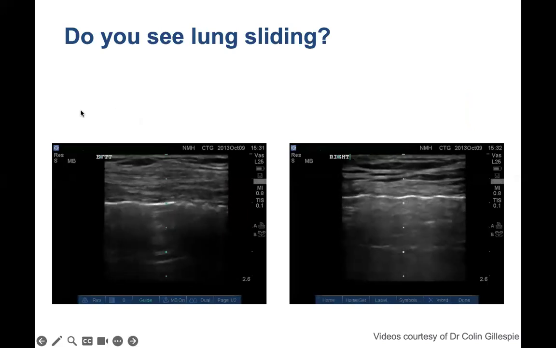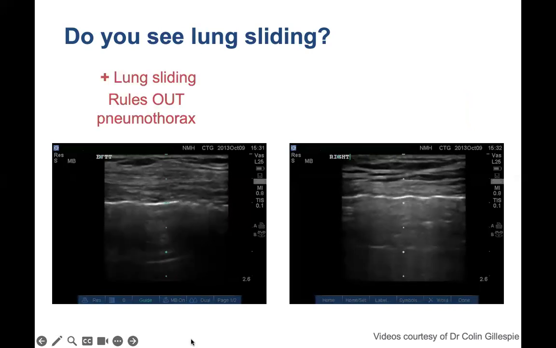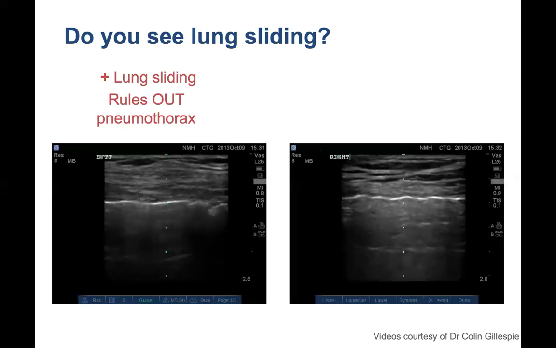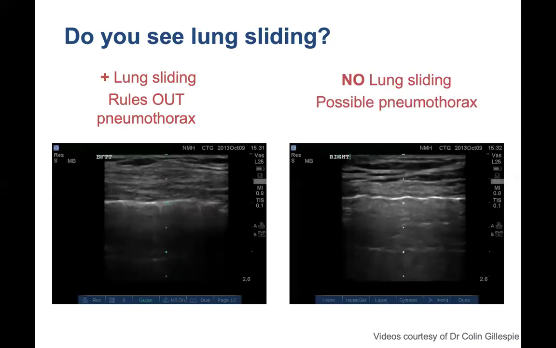Again, you look at the video on the left. Here's the visceral and parietal pleura, or that pleural line. So if you look on the video of the left, you do see lung sliding. You do see the ants marching or the shimmering at that visceral and parietal pleura. Again, this rules out a pneumothorax. There is no pneumothorax. However, on the right, you see no lung sliding. So again, this means possible pneumothorax.